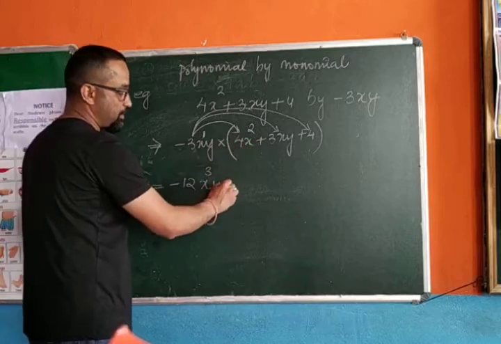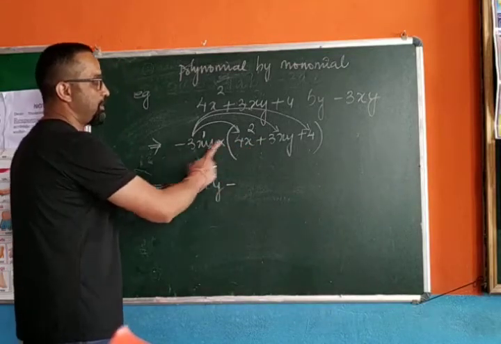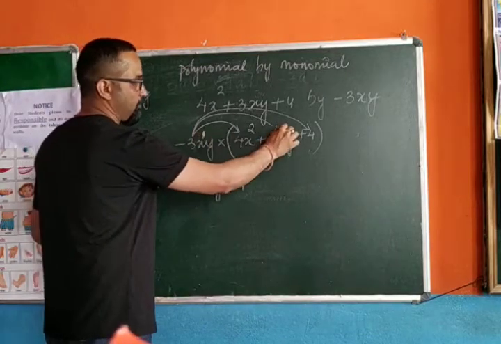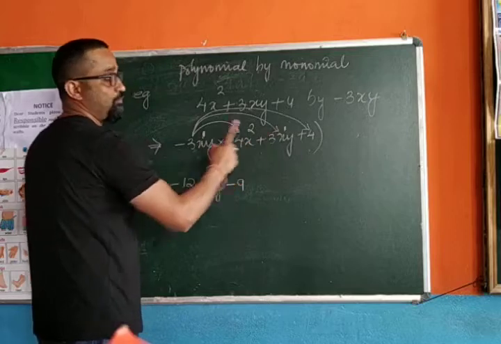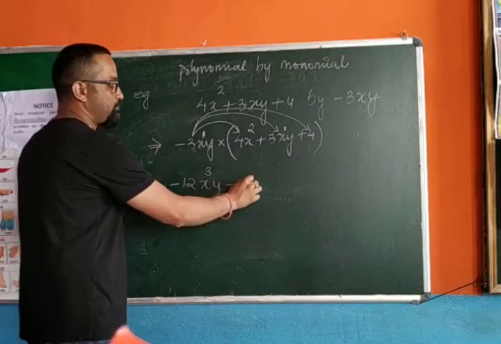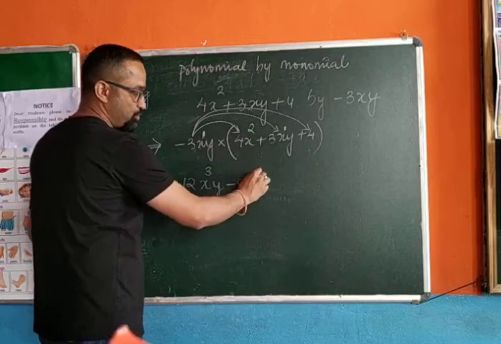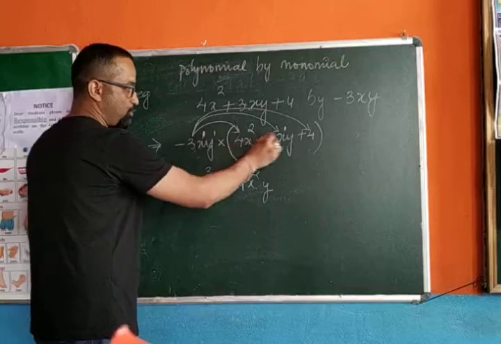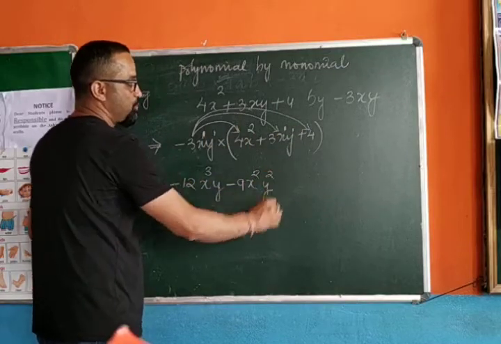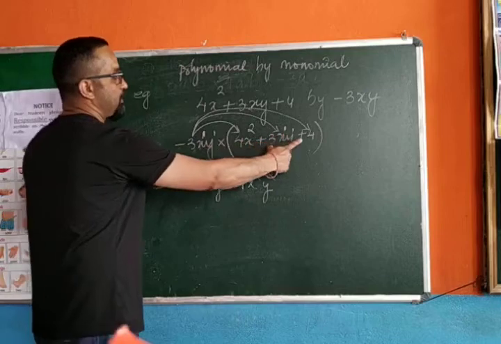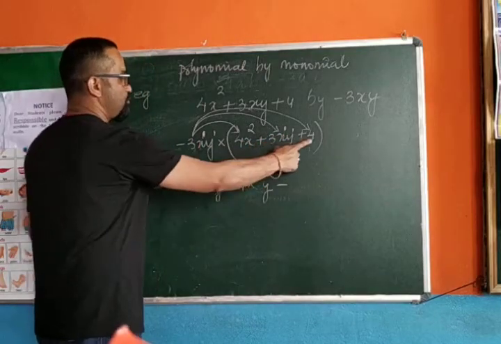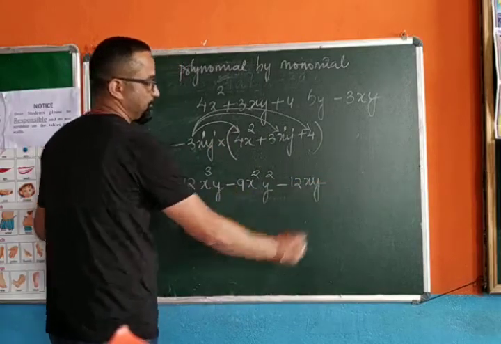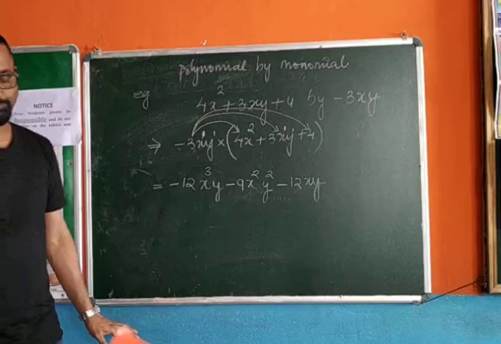Minus multiplies plus is minus. 3 multiplies 3 is 9. Power is 1 for x, 1 here, 1 into 1. So you write x first and add the power, 2. Y, you write y. It has power 1, 1 plus 1 is 2. Minus multiplies plus is minus. 3 into 4 is 12. No variable, you need to copy the first one. This is one way to do.